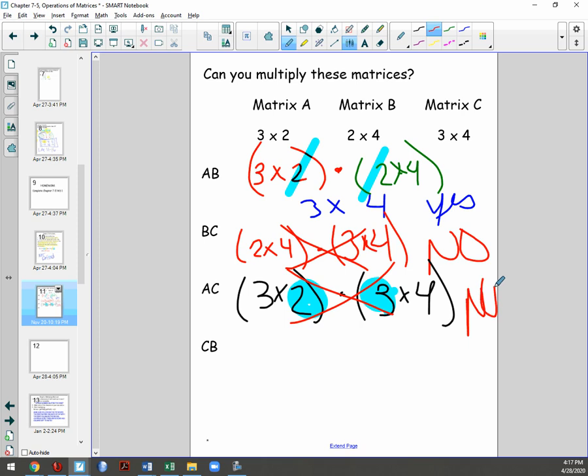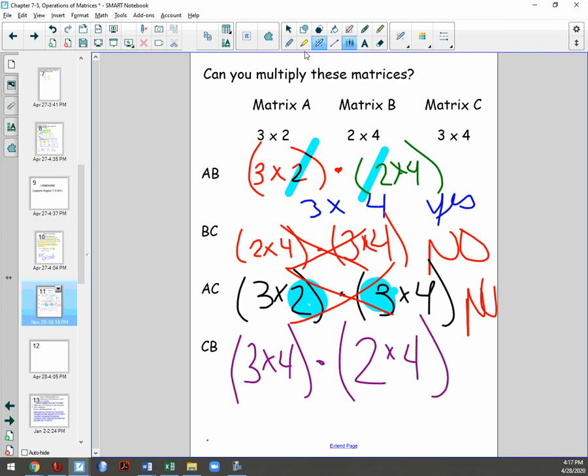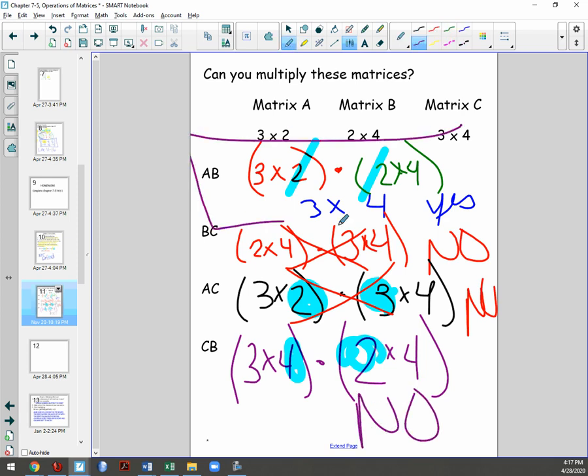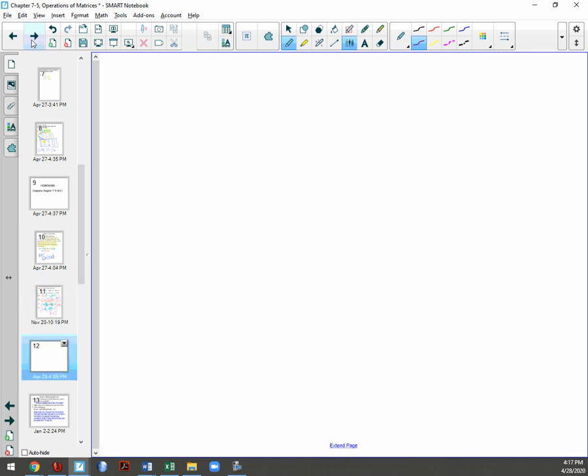How about C times B? C is a 3 by 4, and I'm going to multiply that by B, which is a 2 by 4. Look at the middle numbers. They're not the same, so no, I cannot multiply those together. The only ones I could multiply together that shared the middle number were A and B. Do we all understand that? It has to be the middle numbers, okay?